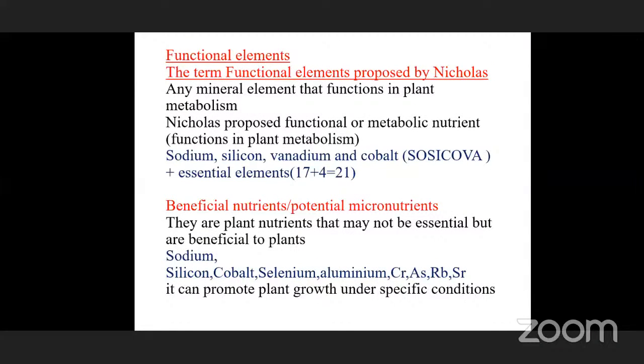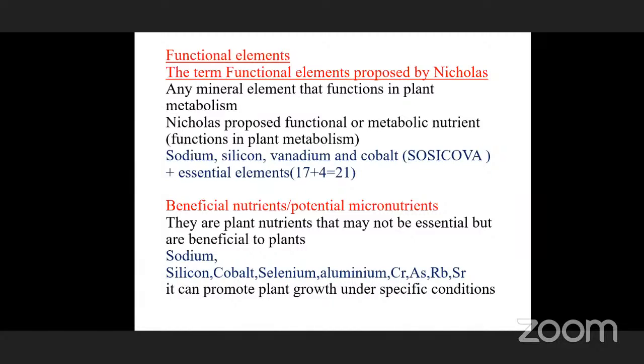Next, functional elements. The term functional elements was proposed by Nicholas. The difference between functional and essential is that functional elements directly participate in plant metabolism. Nicholas proposed these functional or metabolic nutrients. They are also known as metabolic nutrients because they participate in plant metabolism. There are about 21 functional nutrients. So 4 plus 17, that is 21. The 4 we can remember as SOSI-CoA, that is sodium, silicon, cobalt, and vanadium, plus the 17 essential elements, that makes 21.